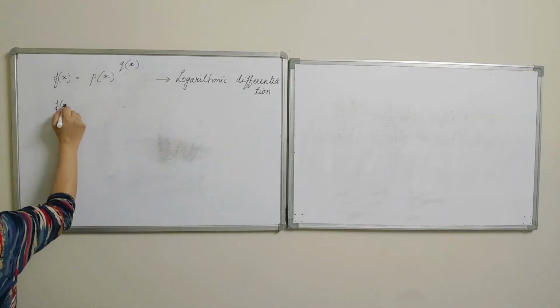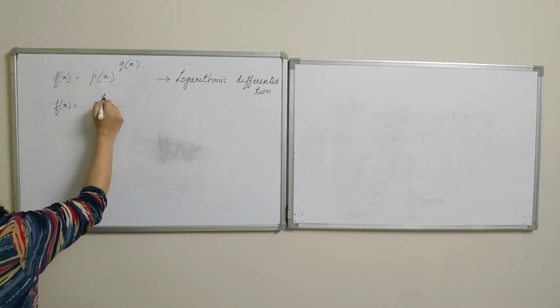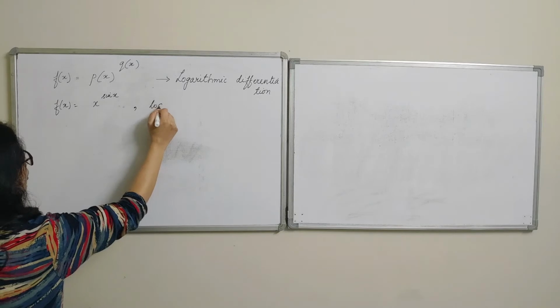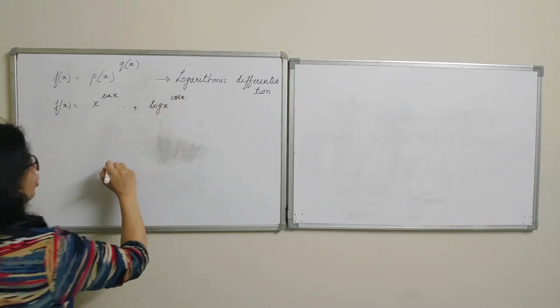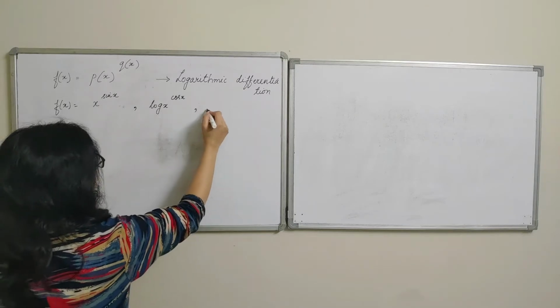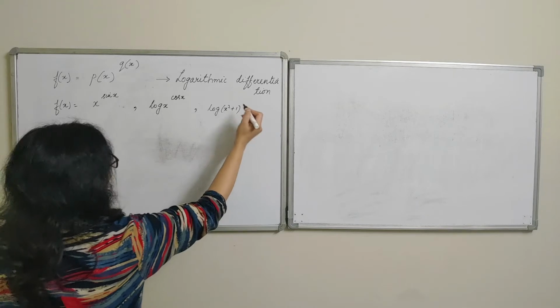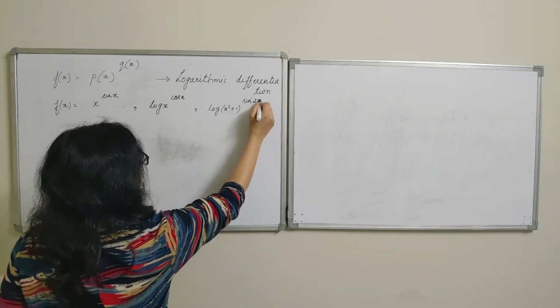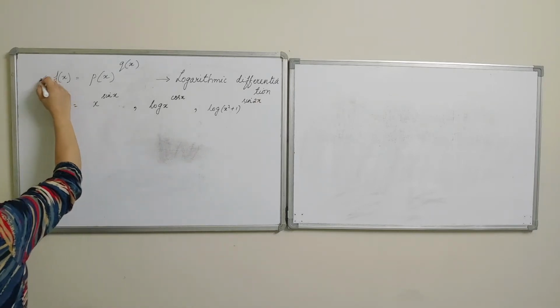For example, we may have a function where the base is x and the power is sin x. It can be base log x and the power is cos x. It can also be log of (x square plus 1) and the power of the function is, suppose, sin 2x. So these are various functions of this kind.